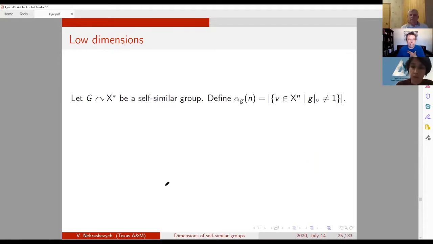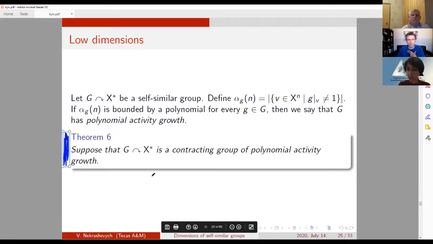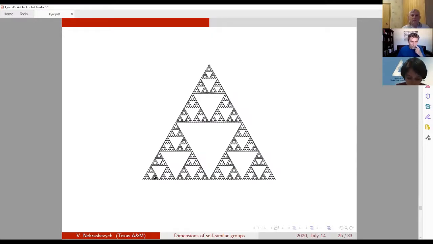Here is an example. There is a notion of contracting groups of polynomial activity, generated by automata of polynomial growth. And we proved together with Dylan Thurston and Kevin Pilgrim that in this case, the Ahlfors regular dimension is 1. So again, we are in this low dimension. And again, all contracting groups that were studied before are in this class. Not only is the topological dimension equal to 1, but even the Ahlfors regular dimension is equal to 1.